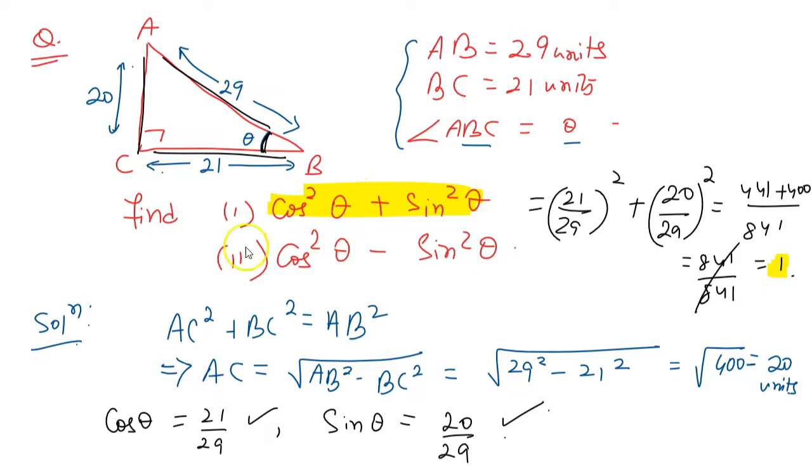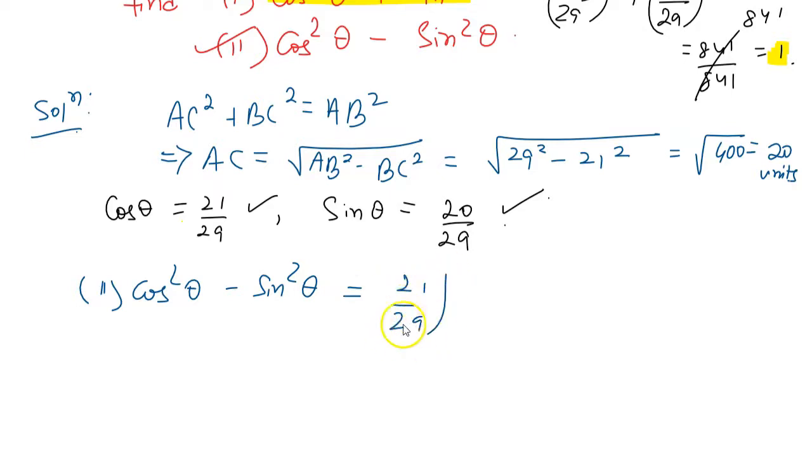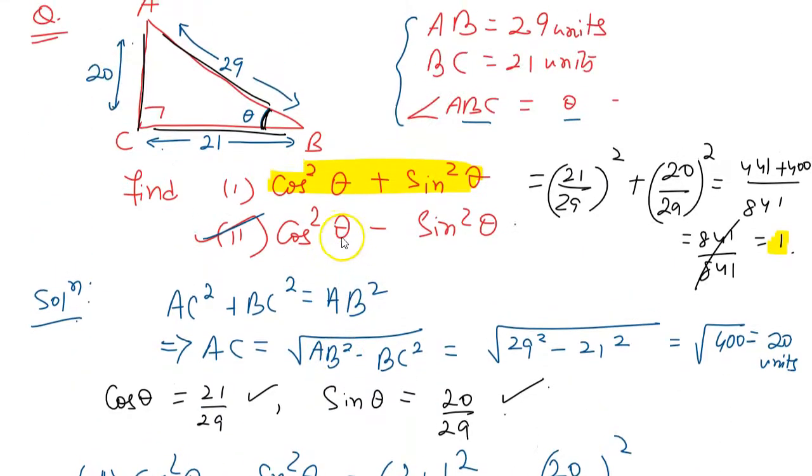Number 2, this is also easy to evaluate, guys. Cos squared theta minus sin squared theta, right? This is not an identity, we'll just find out. 21 by 29 whole square minus 20 by 29 whole square, that will come out to be 441 by 841 minus 400 by 841, and this comes out to be 41 by 841. So this is our answer for the second part, right? So I hope this is clear to all. It was a very basic question based on what was given to us.